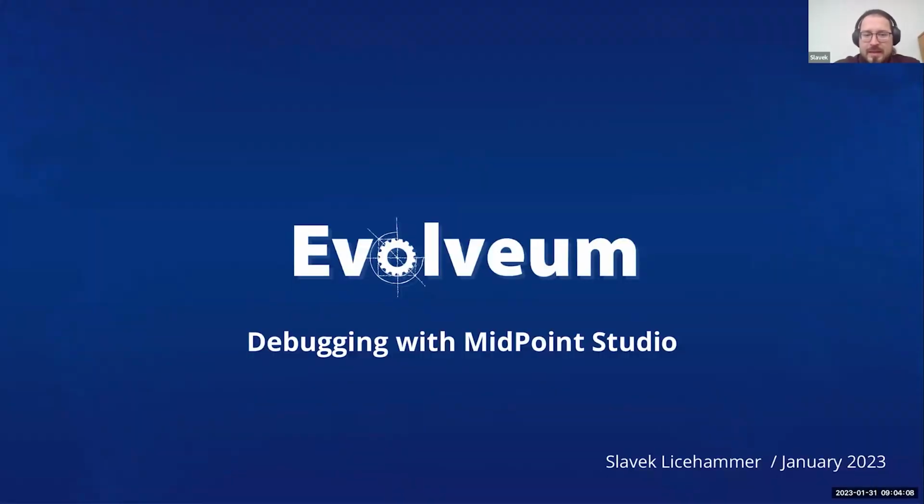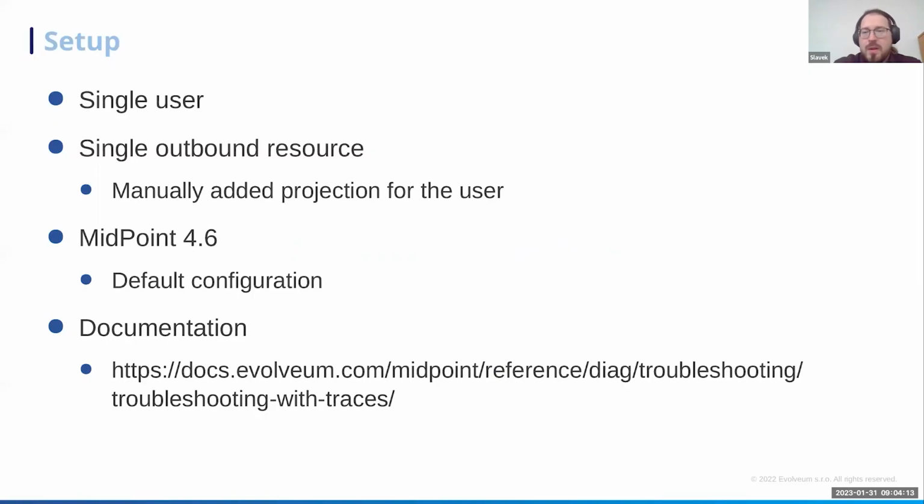So let's start. The presentation again is about debugging using MidPoint Studio. I will start with the setup. We have only a single user. We don't need more for this. I'm trying to keep it simple so you can easily get oriented in the whole logging and what is happening in there. I have created a single outbound resource. It's a CSV file. It's very simple, and the user is manually added to have a projection there, so nothing really special. Otherwise, I'm using MidPoint 4.6, which is the latest version, in default configuration.